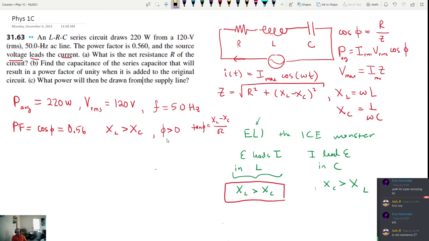Is there any way we can find that out, or find something that would help us to find it, using the equations in the upper right there? R equals cos phi times Z. Okay. We definitely have cosine phi. It's right here. But what's Z? How are we going to find Z? Can we find it?